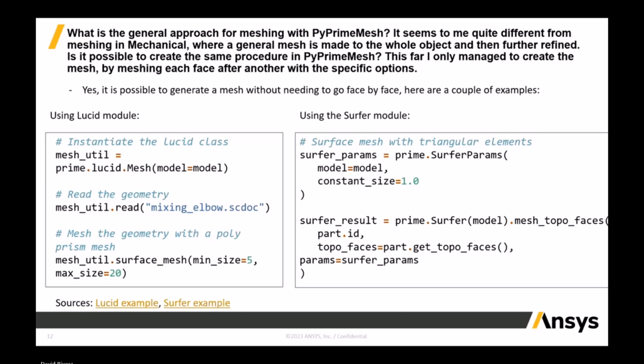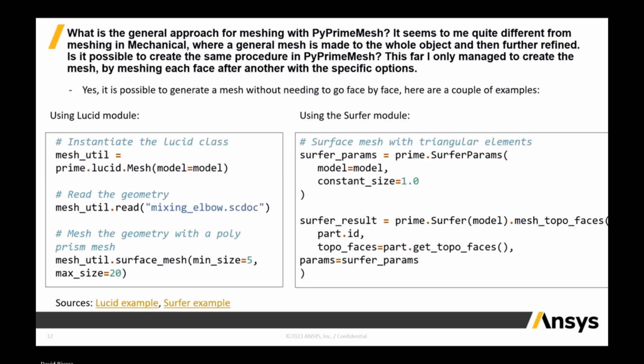So the approach for meshing in PyPrime might be a bit different from Mechanical. You have to consider that PyPrimeMesh is a meshing tool for all the products, not just for Mechanical. We have a couple of ways of meshing in PyPrime, because PyPrime is a low-level library, so you have a lot of fine-grained controls over meshing. But we also provide a kind of high-level meshing for the most general cases. So we have two examples here. One is using the Lucid model, which is the high-level model for meshing. You can see the code is just reading a geometry from one of the libraries, and then just dot mesh, and that's it.